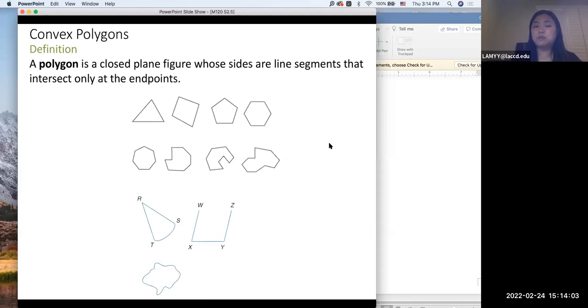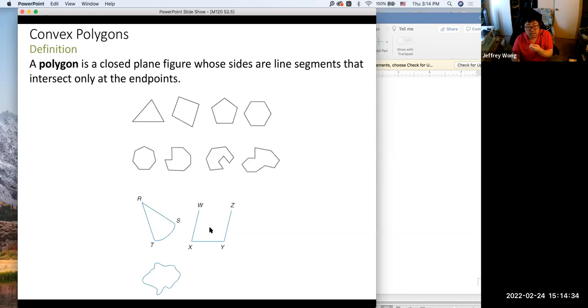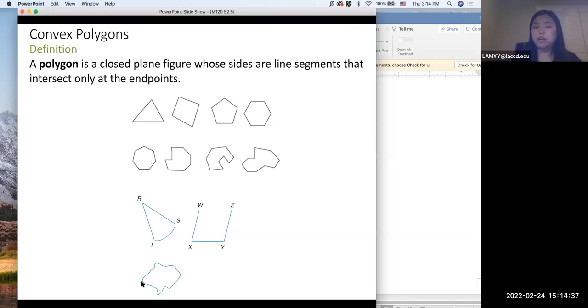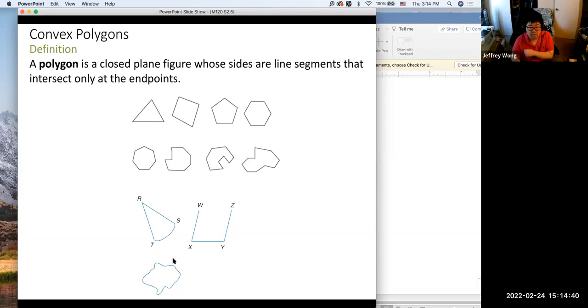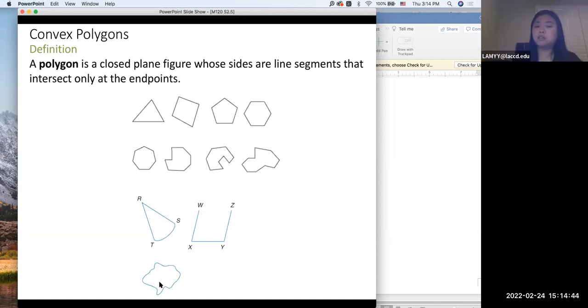Okay. How about this one? Is it a polygon? First, is RST a polygon? Yes or no? No. Why? It has a curve. This is not a line segment, right? So this is not. How about WXYZ? Why? It's not closed, right? This is an open figure. And this one? No, right? It's not a line segment. Okay, so these three are not polygons.